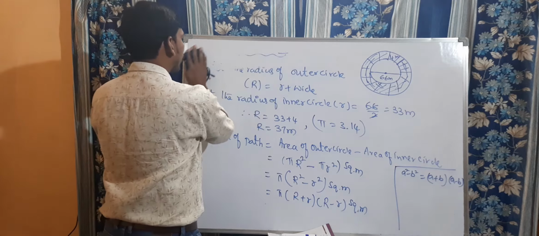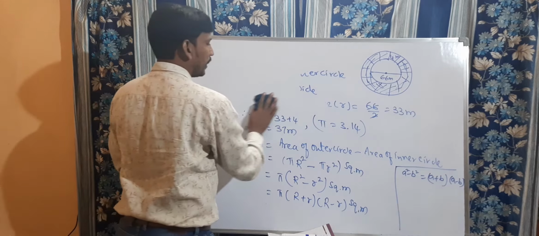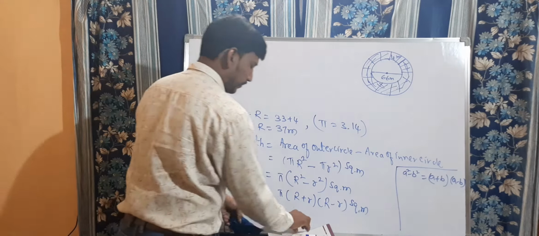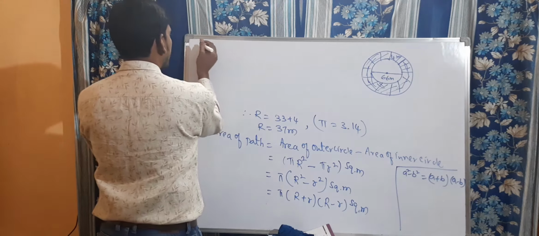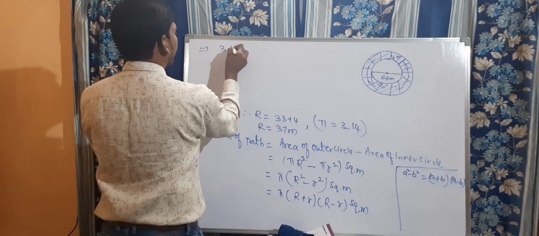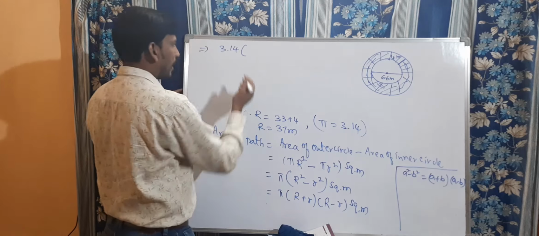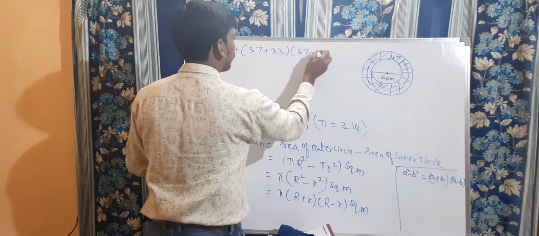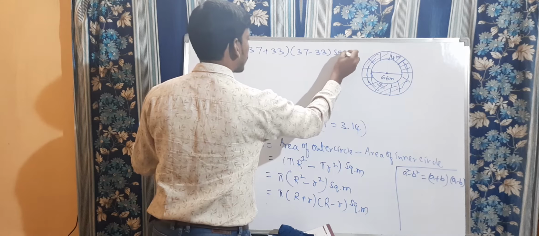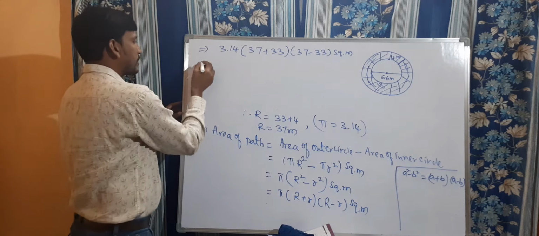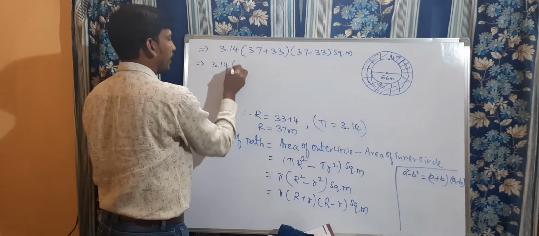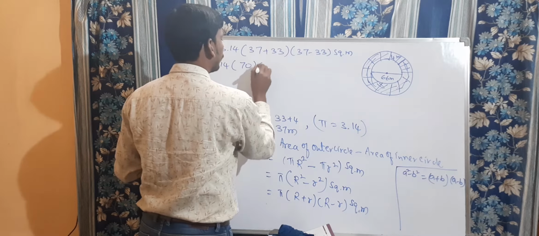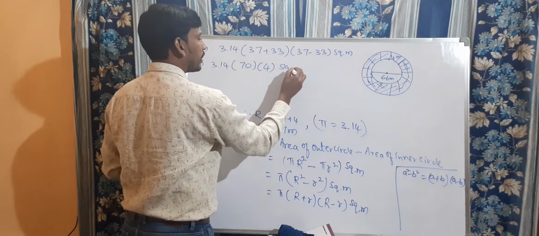Right, we need to substitute those values and simplify, and we will get the area of the path. Right, children? So now let us see this here, which implies 3.14 into capital R is 37 plus 33 into 37 minus 33 square meters. I substituted all the values. Now, which implies 3.14 into 37 plus 33, which is nothing but 70, into 37 minus 33 equal to 4 square meters.